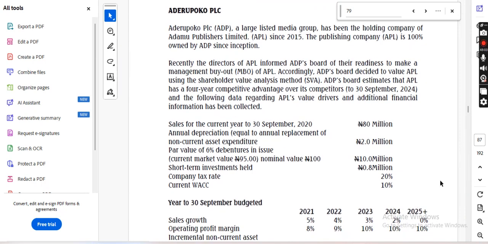You could see that the sales for the current year to 30th September 2020 is 80 million. This question is a very technical question. It looks simple when you look at it, but it is very technical. What makes it technical is that you have to unlock some items here. Now, the sales is 80 million.